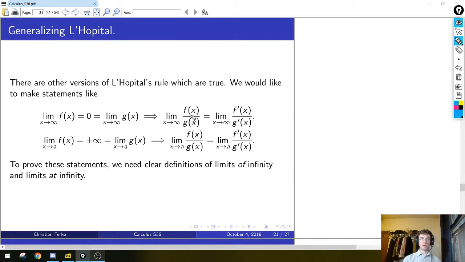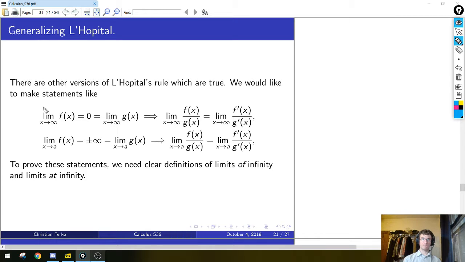I wonder if there are other cases when you can take a quotient and then take a limit of that quotient and it will equal the quotient of the limit of the derivatives. So there are other versions of L'Hopital's rule which are true, and I will write them even though these are formally meaningless at the moment because we haven't defined these symbols.